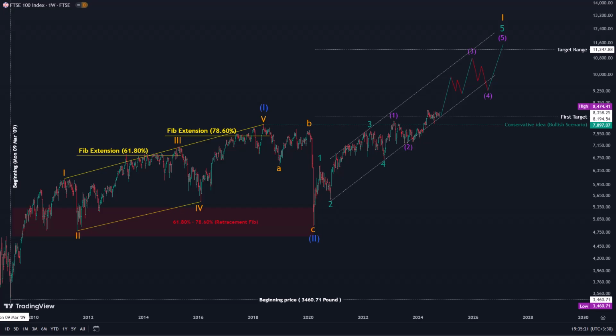Let's take a look at the FTSE 100 index market and examine the weekly chart. Starting from March 2009, we observe a diagonal leading pattern, followed by a significant correction in a zigzag formation between the 61.8% and 78.6% Fibonacci retracement levels. This pattern marks the completion of both the first and second waves of the largest cycle.